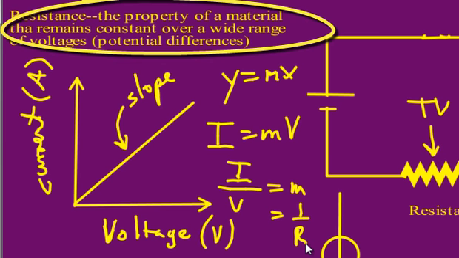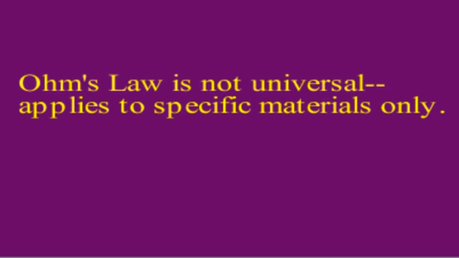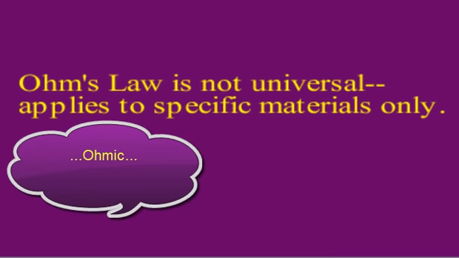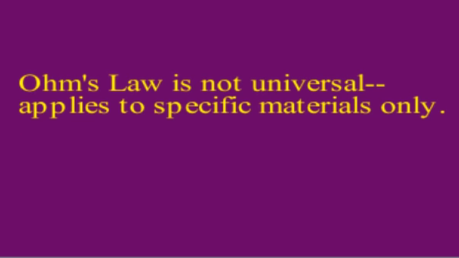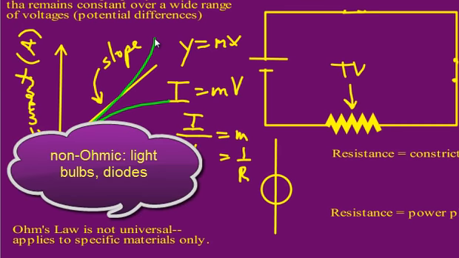Now, it is worth noting that Ohm's law is not universal. In other words, it doesn't apply to all materials. We talked earlier about this. Materials that make a straight line graph on current versus voltage, we're going to call those ohmic materials. Obeys Ohm's law. But there are other materials like diodes, light bulbs, and such. They do not obey Ohm's law. They're going to make a different shaped graph. It could be like this, or it could be like that. Those are going to be non-ohmic materials.